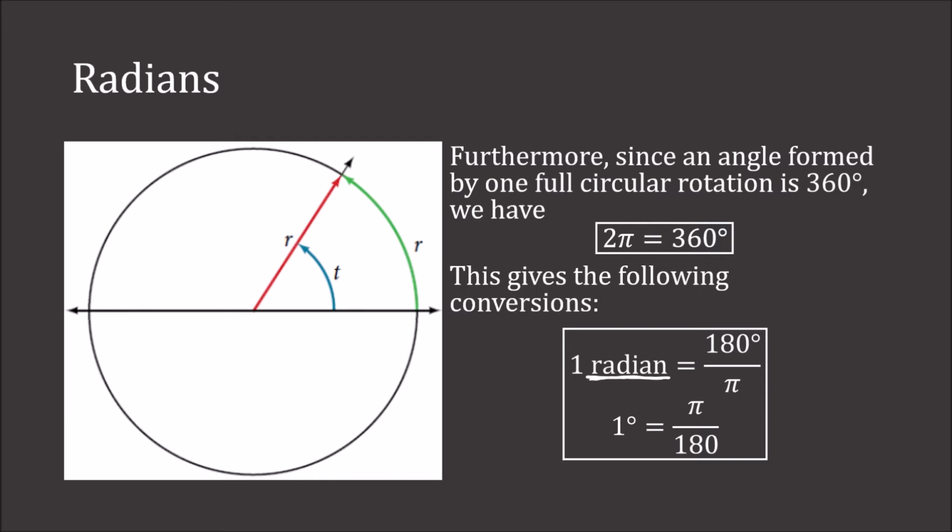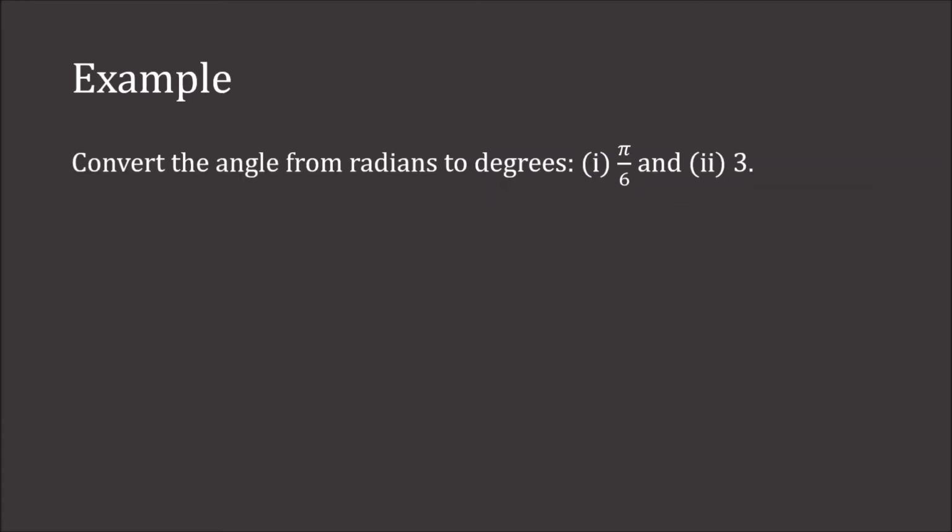Now we want to convert these angles from radians to degrees, so we'll start with pi over 6. So we'll write pi over 6 times the conversion from radians to degrees, which was 180 degrees over pi. So the pi's would cancel each other out. And we'd be left with 180 degrees divided by 6, which is 30 degrees.